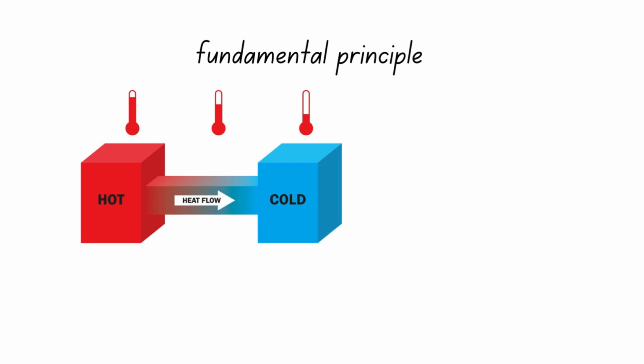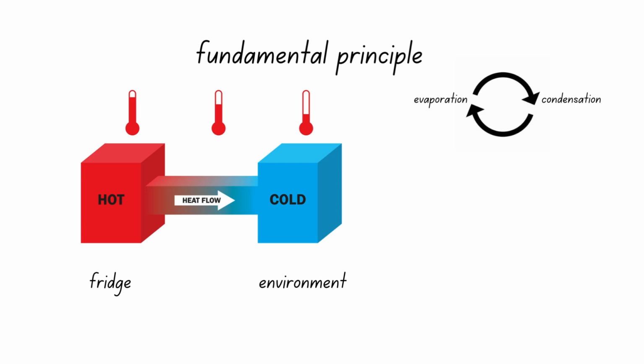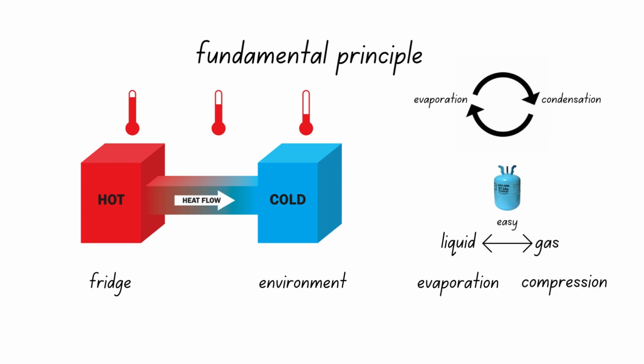The fundamental principle behind refrigeration is the removal of heat from an enclosed space and expelling it to the external environment. This process is achieved through a cycle of evaporation and condensation using a refrigerant, a special fluid that can easily change from liquid to gas and back again. The refrigeration cycle consists of four main stages: evaporation, compression, condensation, and expansion.